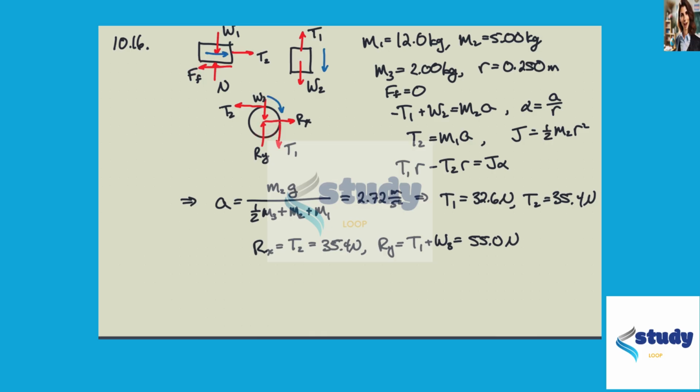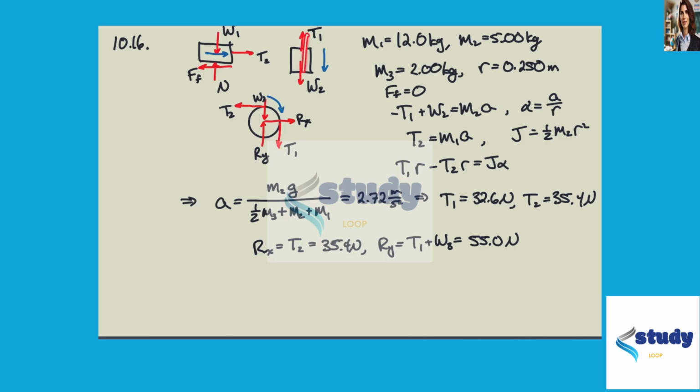We're told that this one block weighs 12 kilograms, this one, the one hanging, weighs 5, the pulley weighs 2, and the pulley has a radius of 0.25 meters. And I guess they tell us that it's a frictionless surface, so friction force is 0, so we don't have to worry about that.